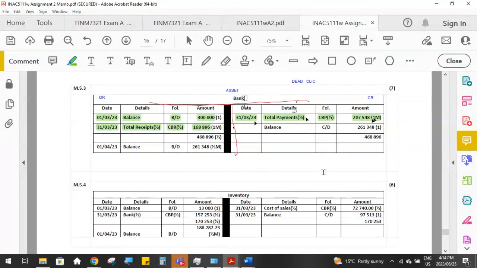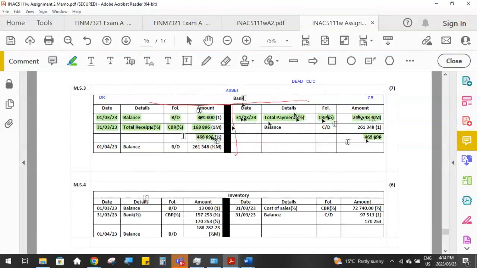Then they asked us to balance the account. So remember, when you balance an account, you must total the left-hand side and total the right-hand side. Before we did the total on the right-hand side, we only would have had 207,548 on the right-hand side. But when we total the left-hand side, we've got 468,896. So the amount that is the bigger amount, we write that down on both sides because the left-hand side must balance to the right-hand side.